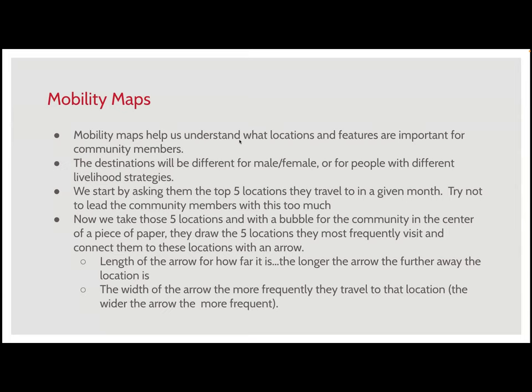Once we have those five locations, and you'll see this in a picture in the next slide, we take those five locations, and with the community member located with their name at the center of the map, they draw the five locations they most frequently visit, and we connect these locations with an arrow. So the length of the arrow is how far the important location is from where they live. The longer the arrow, the further away the location is, the shorter the arrow, the closer the location is. And then the width of the arrow is the frequency they travel to that location. So the wider the arrow, the more frequently they travel to that place in a month, and the narrower the arrow, the less they travel to that location in a given month.